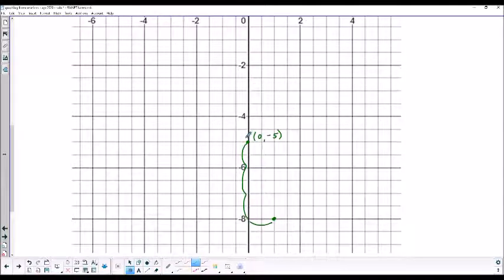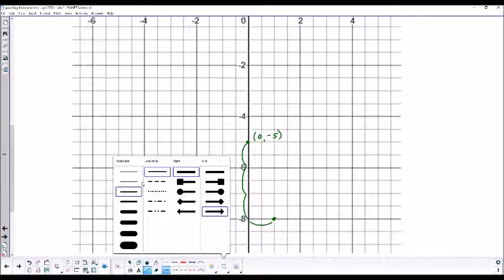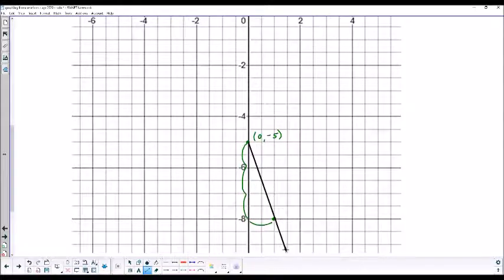We know that the line follows the slope of -3/1. From here, we're just going to draw the line that will follow that trend. We start at the y-intercept of 0, -5, and we go down 3, to the right 1, and then we'll go up in the opposite direction. If I can get this right, that's going to be the line.